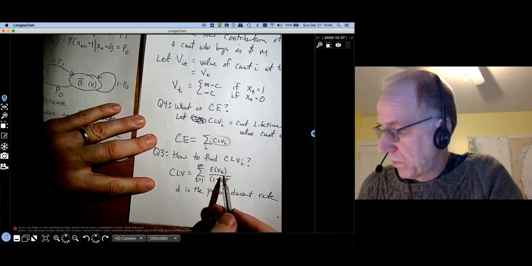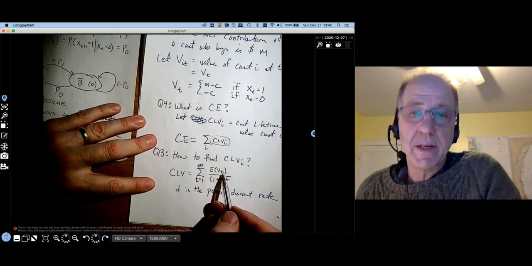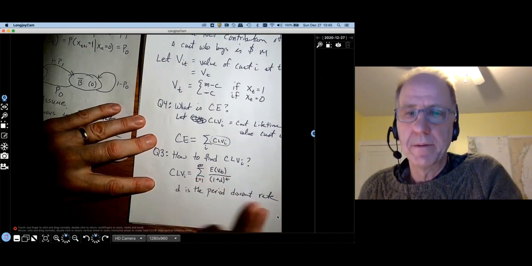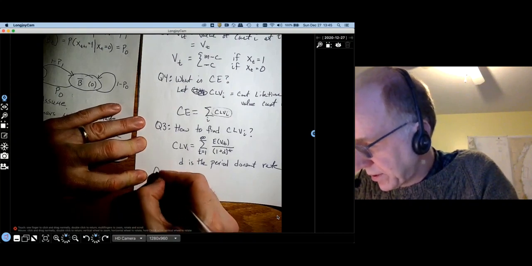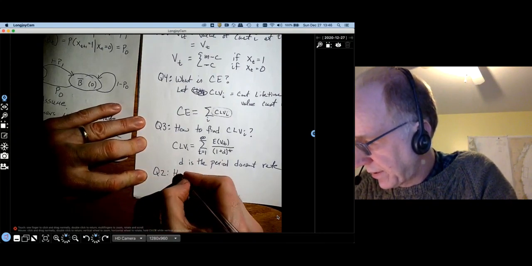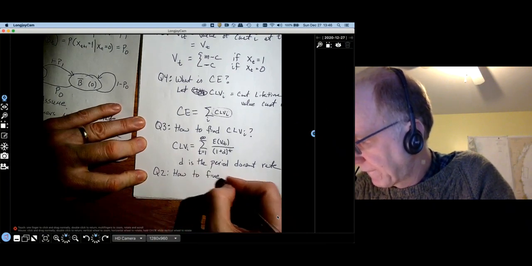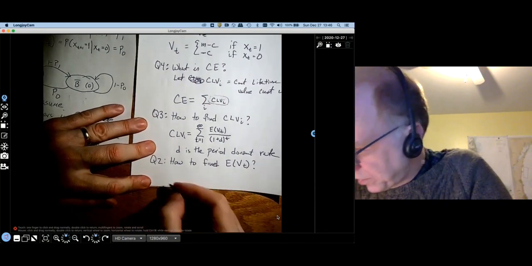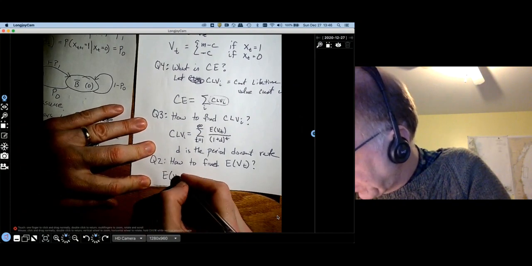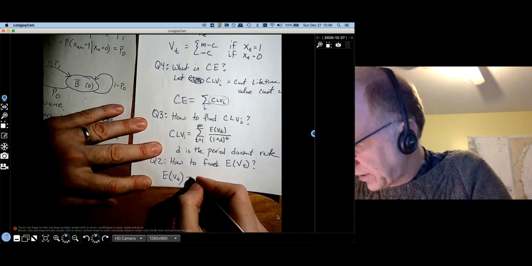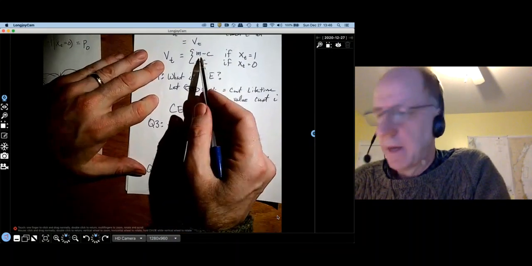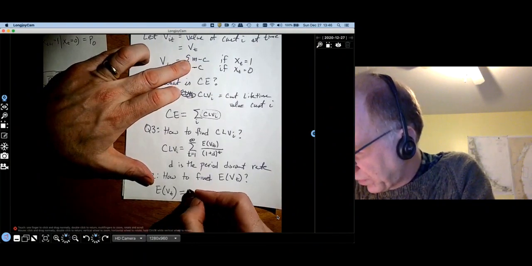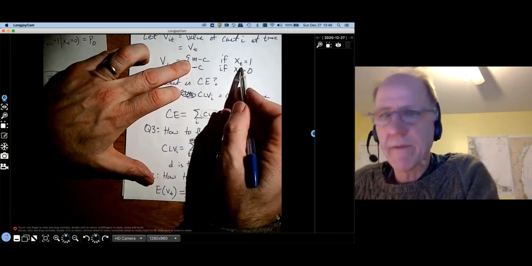Now the question is, what is the expected value of a customer at time t? Now notice I could stick in a subscript here if I wanted to, but let's not. So that's going to lead us to question 2, which is how to find the expected value of v sub t. This isn't too bad either. The expected value of a customer at time t is going to be this. If we look up here, I get m minus c dollars whenever this is true. So we're going to write this as m minus c times whatever that probability is.